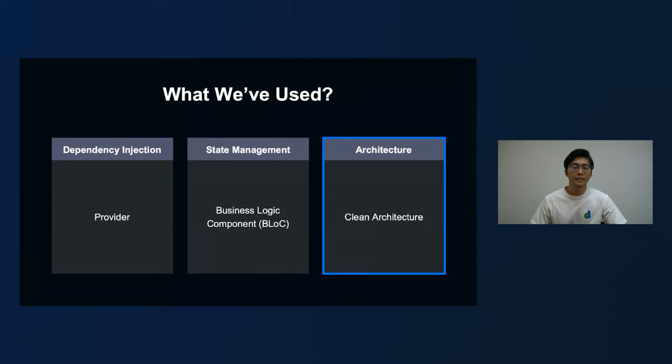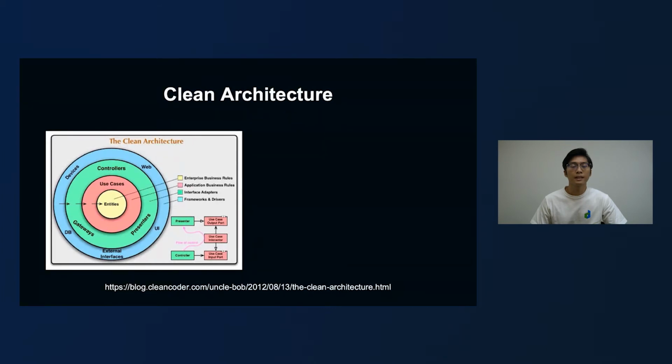Next is the architecture. The architecture we used is clean architecture. Clean architecture was proposed by Uncle Bob. It is an attempt to integrate all similar architectures into a single actionable idea. The objective is to achieve the separation of concerns by dividing software into layers.